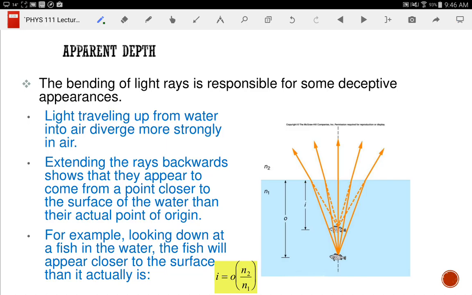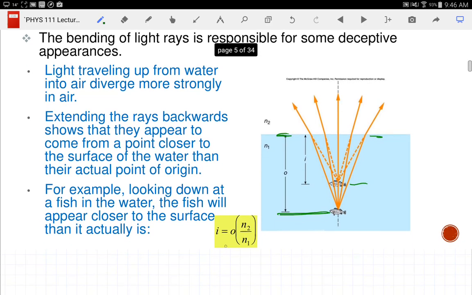And so using this equation, we can actually relate the depth of the object to the depth of the image. It's just using trigonometry, using that small angle equation: the actual depth, O, multiplied by the ratio of the two indices of refraction gives me the apparent depth.